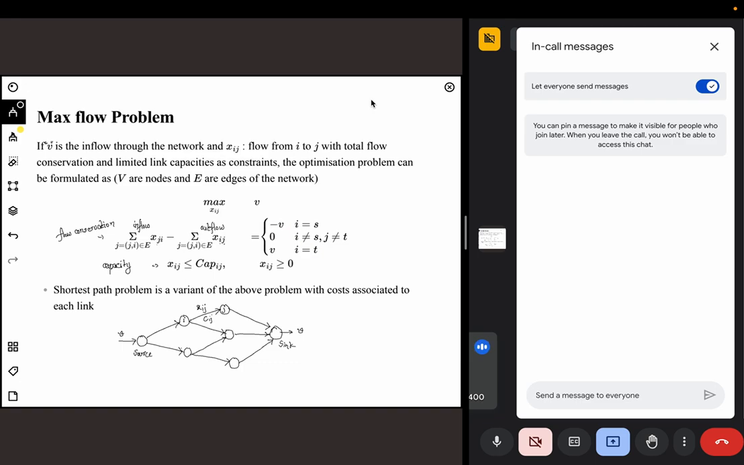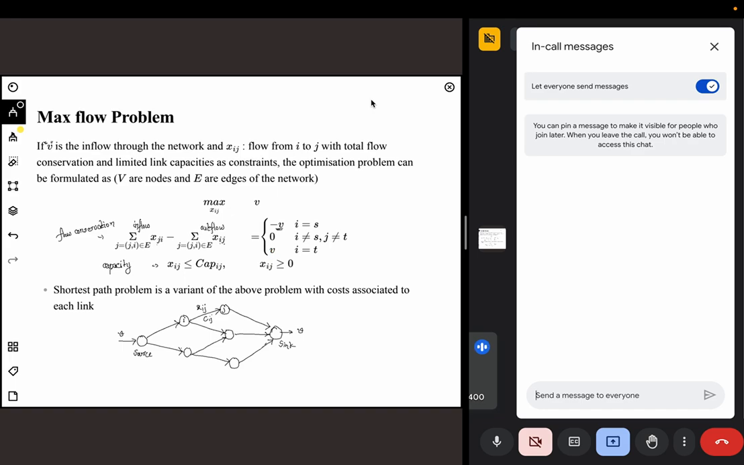At source, what will happen? At source, the inflow will be, because just with our notation, inflow is always negative, so we consider this to be minus V. And at the target, you have all the inflow, but the net outflow will also be equal to this particular V.